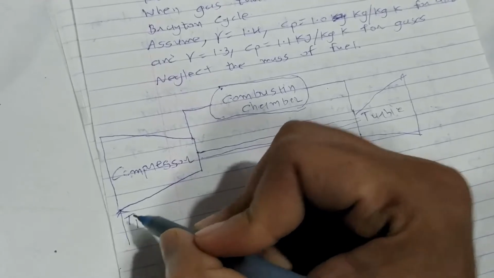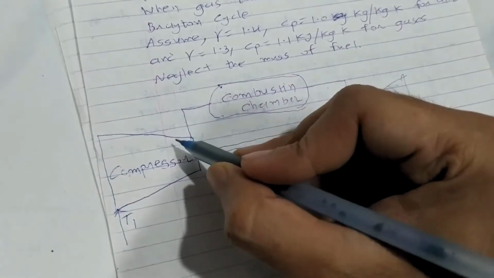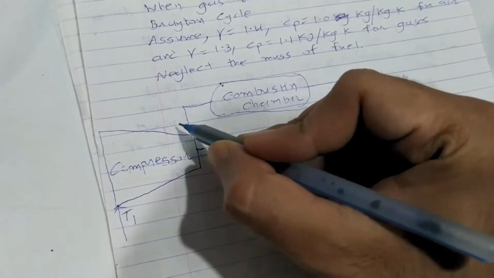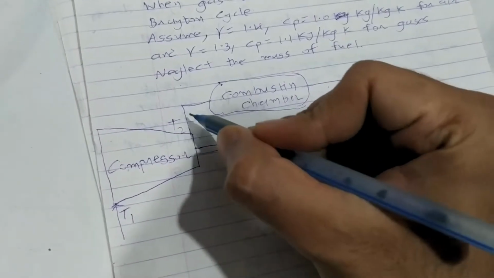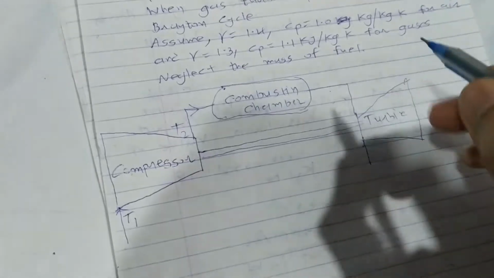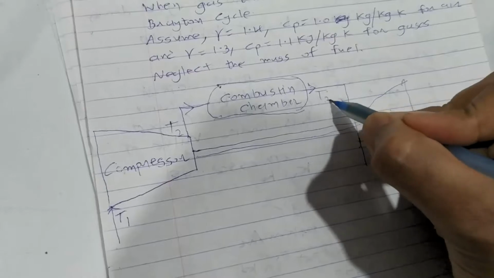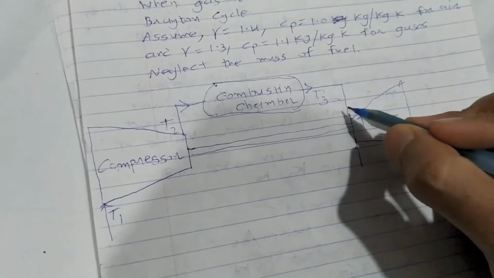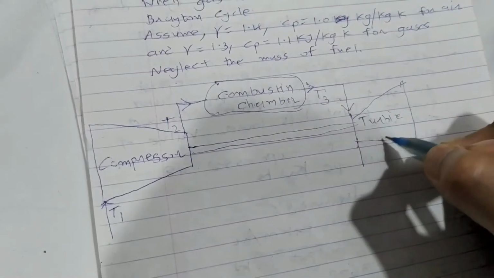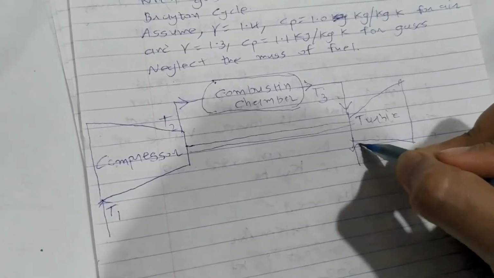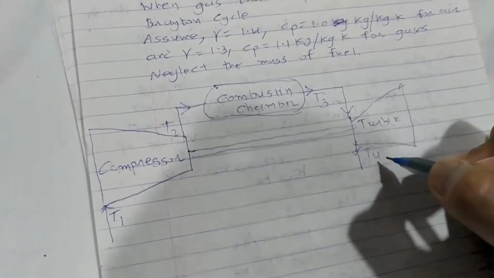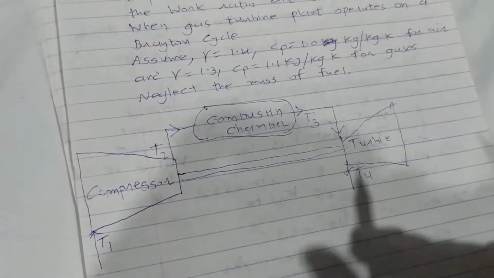Air enters the compressor with temperature T1 and with temperature T2 it comes out and goes to the combustion chamber, and then as T3 it comes out from the combustion chamber and enters the turbine, and as T4 it gets exhausted into the environment in an open cycle gas turbine.